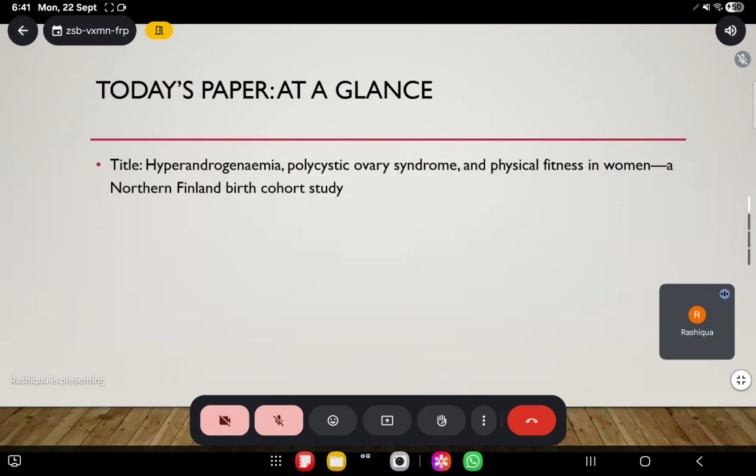So now that brings us to the paper for today's journal club discussion, Hyperandrogenaemia, Polycystic Ovary Syndrome and Physical Fitness in Women: Northern Finland Birth Cohort Study. This paper will be presented and analyzed by Siri, third year MBBS student, and she is the president of the Science and Research Club, BMCRI. We welcome you to present it. Over to you, Siri. Thank you, Rashiqua.